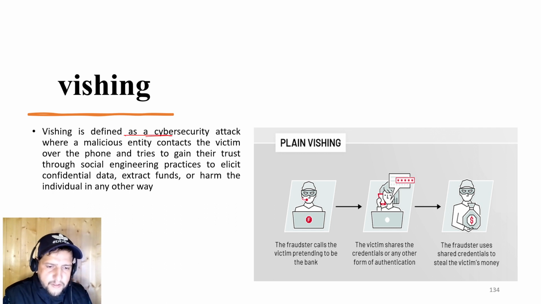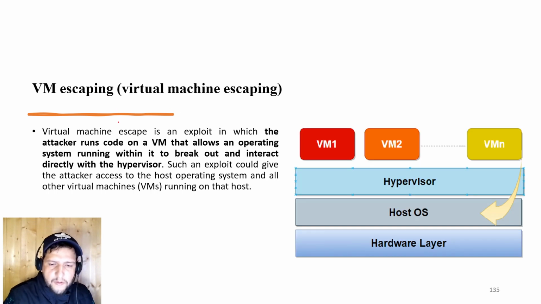Vishing is defined as a cybersecurity attack where a malicious individual contacts the victim over the phone and tries to gain their trust through social engineering practices. So it is just phishing over VoIP. A fraudster calls the victim pretending to be from a bank. The victim shares the credentials or any other form of authentication. The fraudster uses this to steal the victim's money.